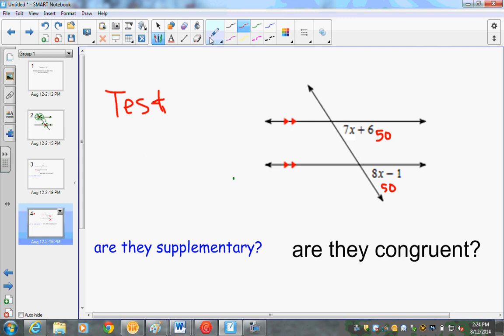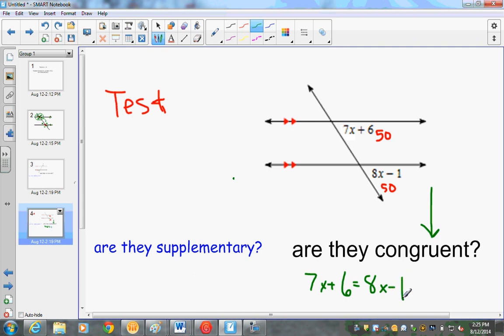Now, please make sure that you understand this. This 50 down here has nothing to do with solving it and plugging it into the equation. It has nothing to do with it. It is nothing more than just testing it. So based upon this information, I know that they are congruent, which means to solve, I would set them both equal to each other and then solve for x.